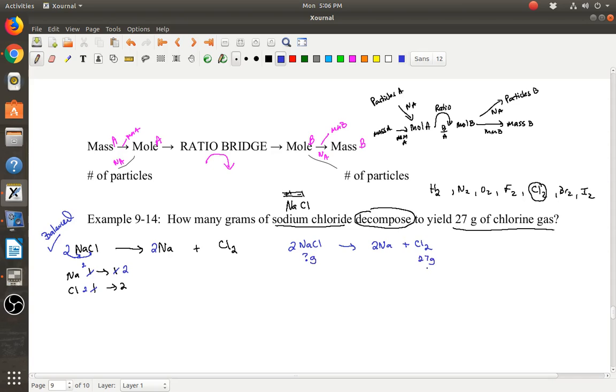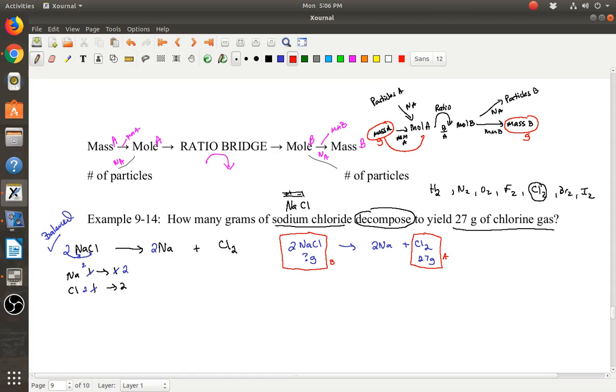27 grams. So now I'm going to hunt for molecules A and B. The thing that I know is molecule A. The thing that I want to know about, the unknown, the question, is molecule B. So where am I starting? I have grams of A, so I'm starting here at the mass. And I want to know grams of B, so I'm going to go all the way down to here. So this is another mass to mass problem. That's what we call them, going from mass to mass.